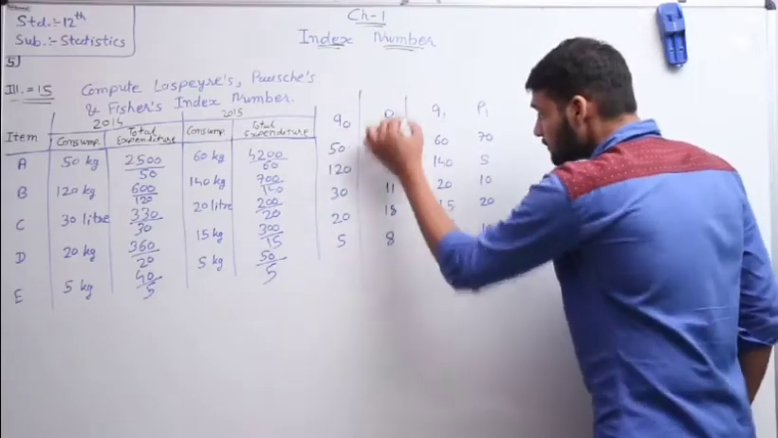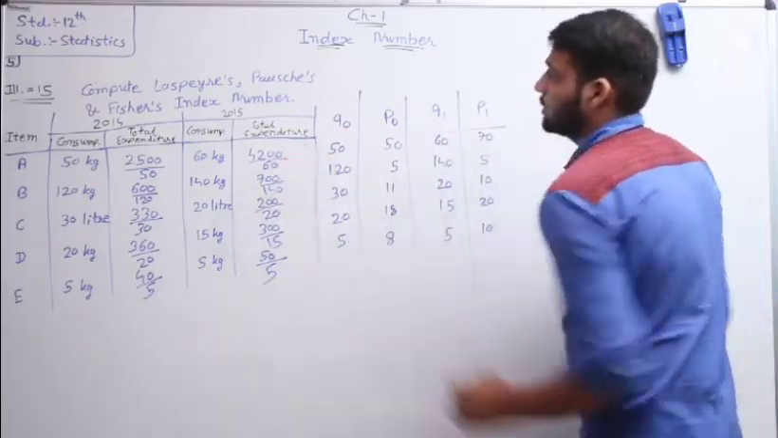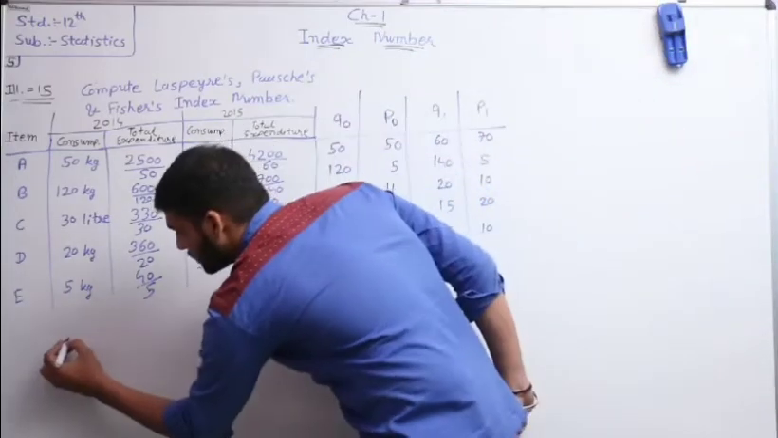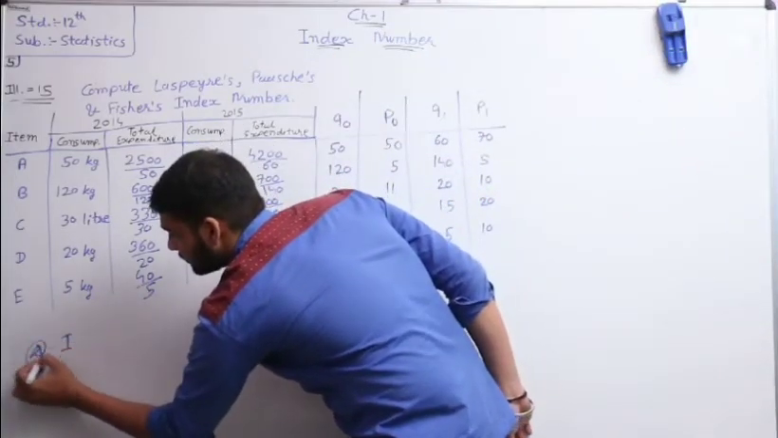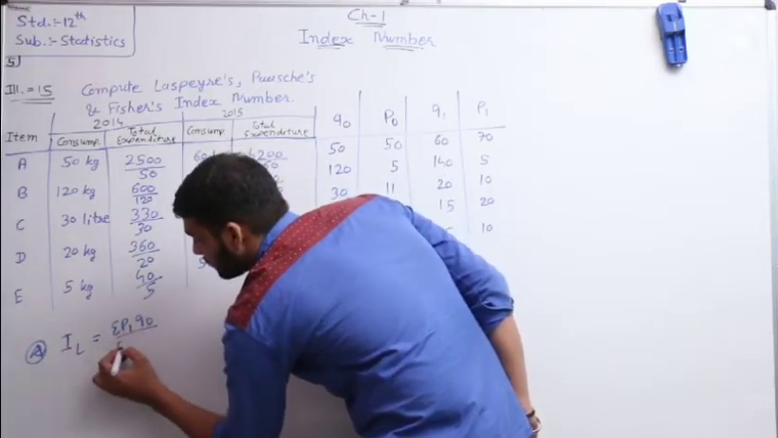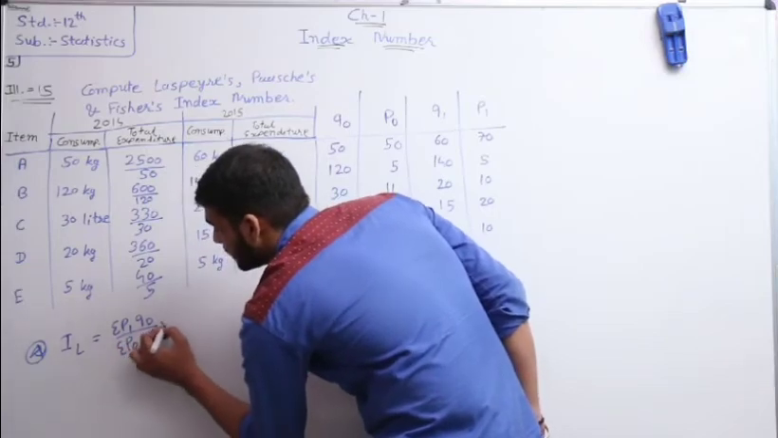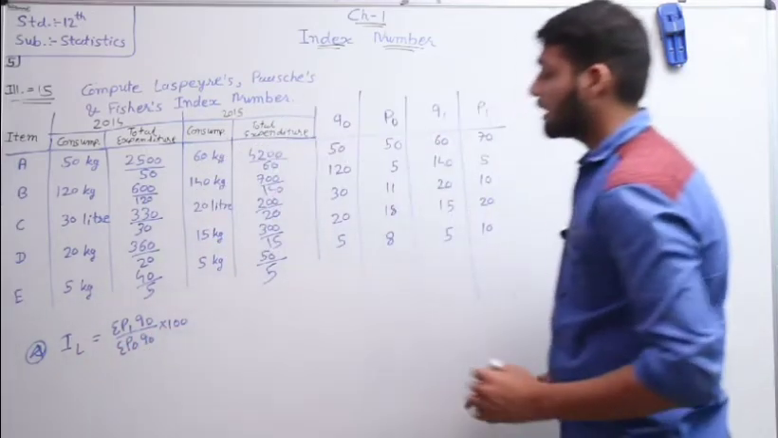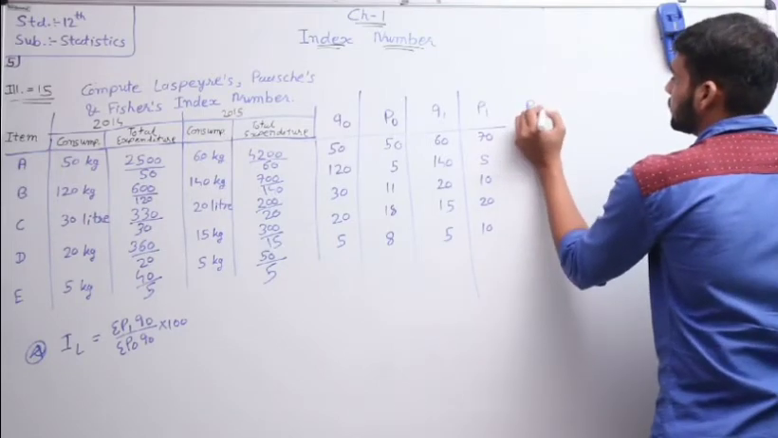So now we find last year's, Paasche's and Fisher's formula. So IL, first we find last year's, so IL is equal to sigma P1Q0 upon sigma P0Q0 multiplied by 100. So now we require the first column P1Q0 and the second one P0Q0. Understood, students? Good. Then how to find? So multiplication of the P1 and Q0 columns. Okay, students?